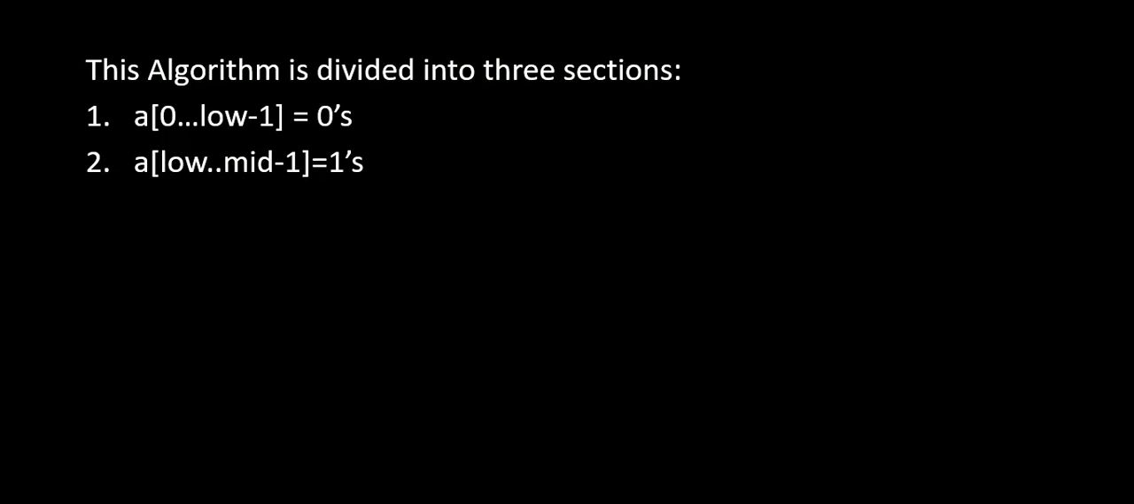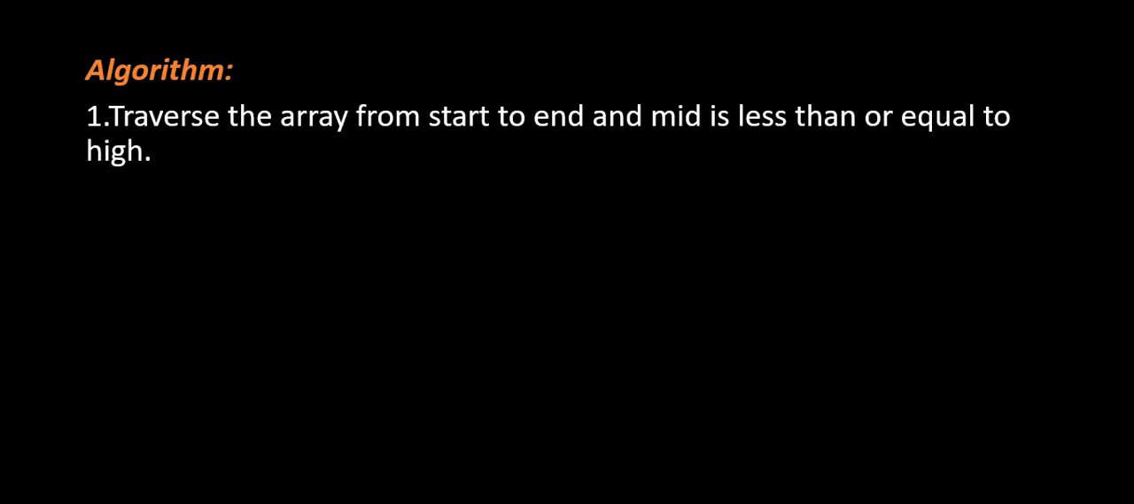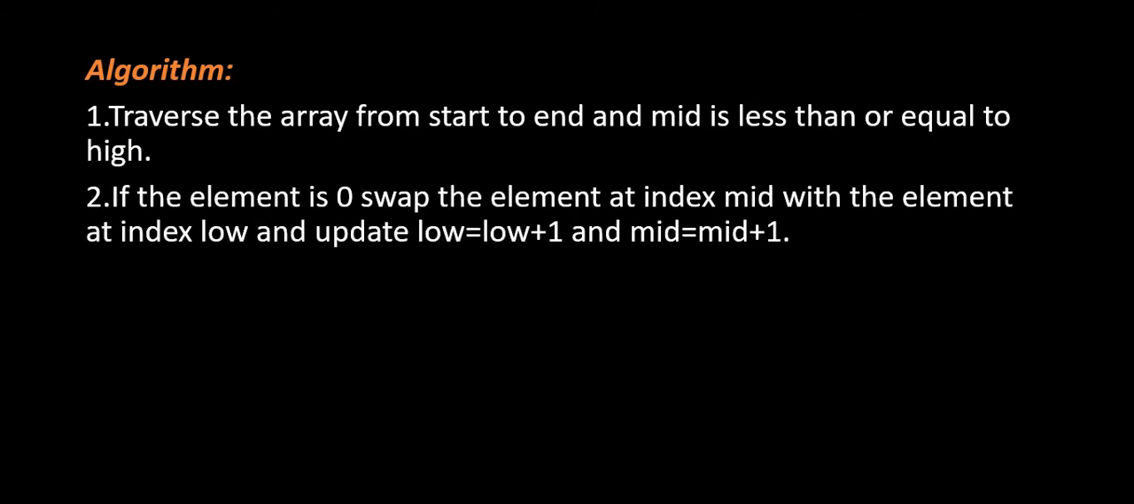This algorithm is divided into 3 sections. First, all the elements from 0 to low minus 1 will be zeros. Second, all the elements from low to mid minus 1 are ones and all the elements from high to n minus 1 are twos. Our algorithm traverses the array from start to end and mid will always be less than or equal to high. If the element is 0, swap the element at index mid with the element at index low and update low by 1 and mid by 1.